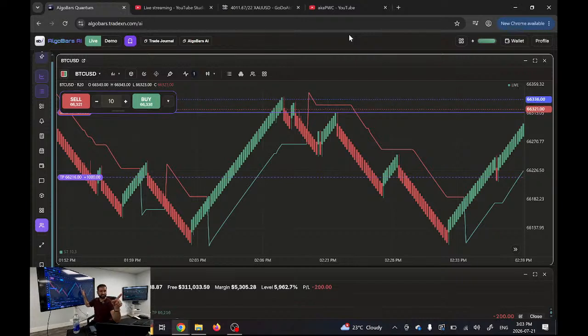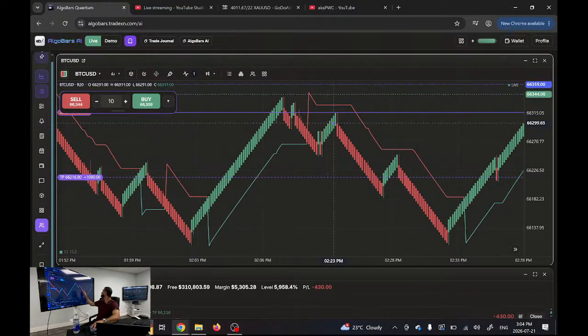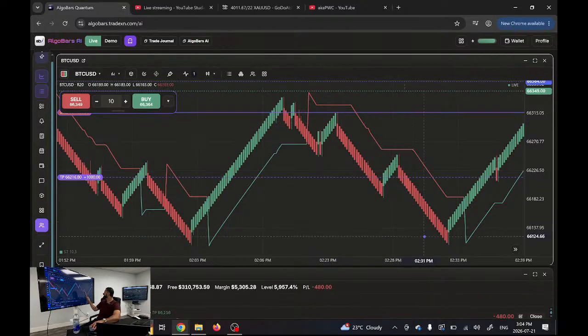Now here, look at how amazing of an entry this would have been if we entered our sell trade right when these range bars reversed again. So it went up, we got a pullback. As soon as it reversed, the super trend is red and the range bars are going red. Two confirmations, okay? And right here, we entered a sell trade. This is around 66,300, okay? 66,300.